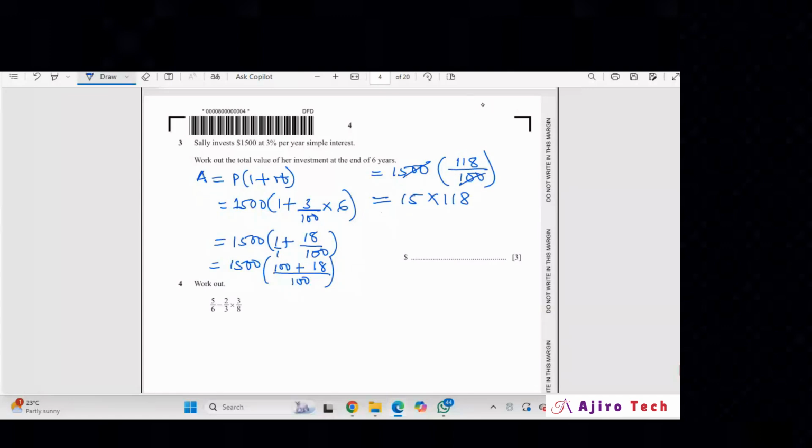So which is going to be 118 times 15. So you do that. When you multiply that, you are going to have your answer. Please, let's multiply together and give me the answer of what you have. So if you do 8 times 5, what will it give you? That will give you 40.